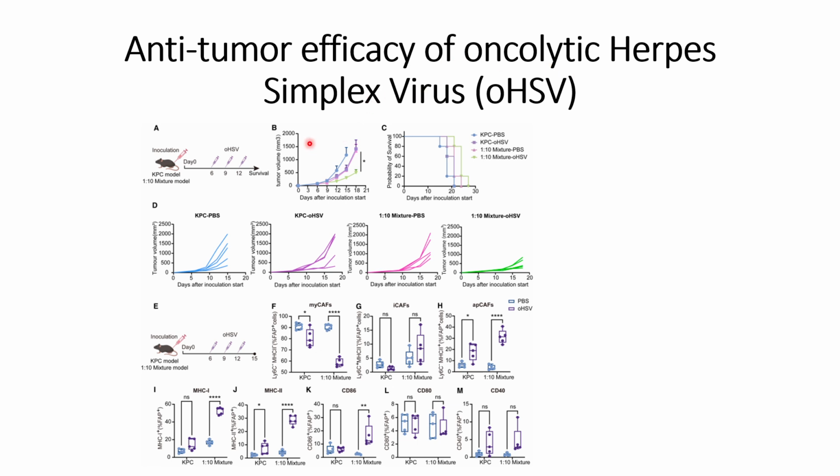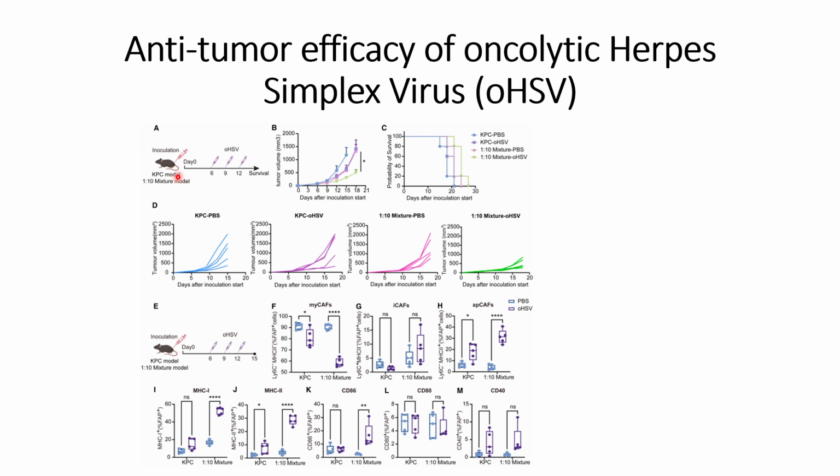cancers. So they have developed a model which is a 1:10 mixture model that has one part of the KPC cells and 10 parts of the pancreatic stellate cells. Here they are checking the efficacies of this oHSV in two different models: a KPC model, which is the control model, and the 1:10 mixture model, which is their model that can replicate the TME similar to in vivo, based on their analysis that we have discussed in the previous video.